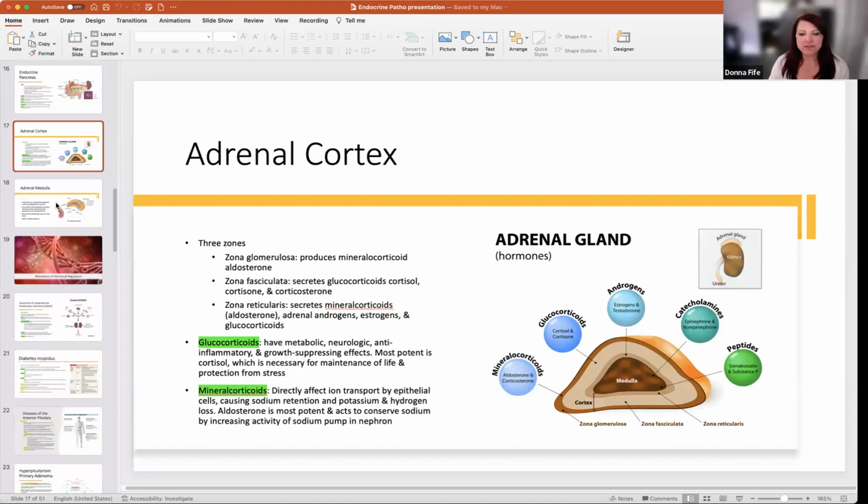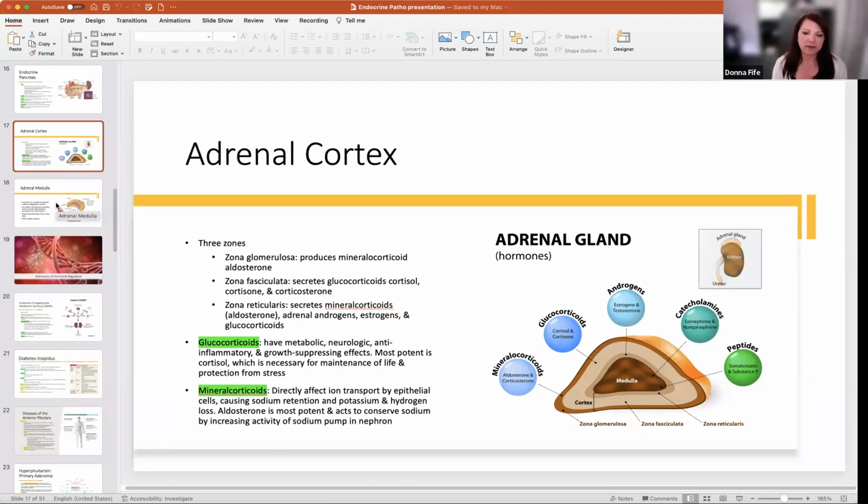The adrenal cortex, there's 3 zones: the zona glomerulosa, which produces the mineralocorticoid aldosterone; the zona fasciculata, which secretes the glucocorticoids cortisol, cortisone, and corticosterone; and the zona reticularis, which secretes mineralocorticoids, aldosterone, adrenal androgens, and estrogens and glucocorticoids.